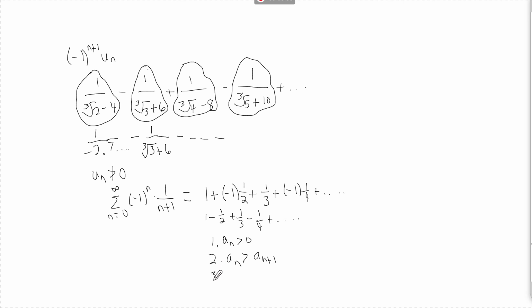And then number 3, our last thing, we eventually want this term to go to 0. So we want the limit as n approaches infinity of 1 over n plus 1. Does it go to 0? And it does. So in this case, this series passes the alternating series test and it will converge.